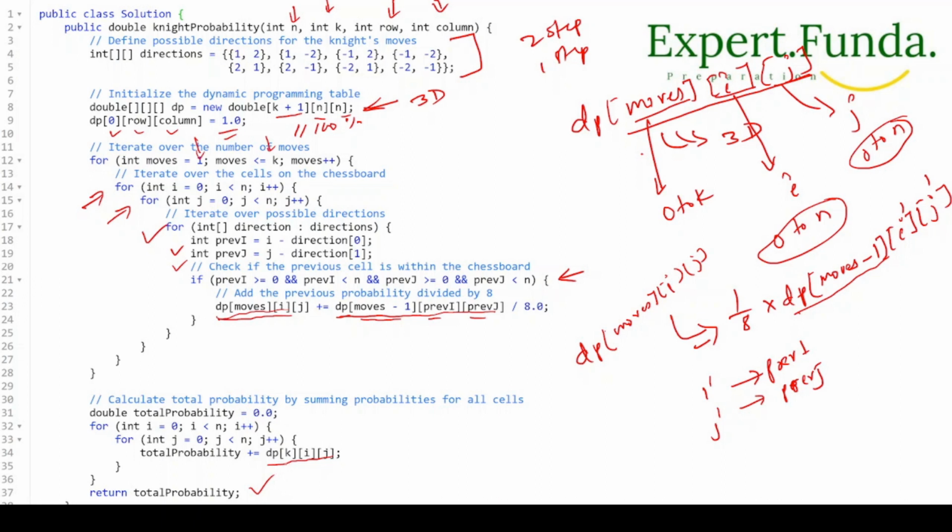Okay, so I think you understood. If you have any doubt, please ping me in the comment box. For time complexity, we have O of k times n square, and similarly for space complexity.